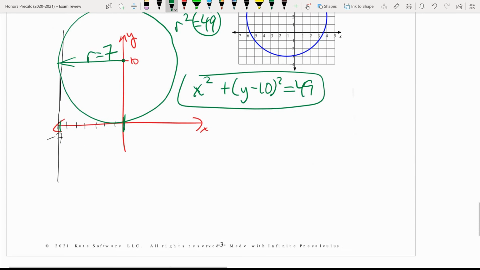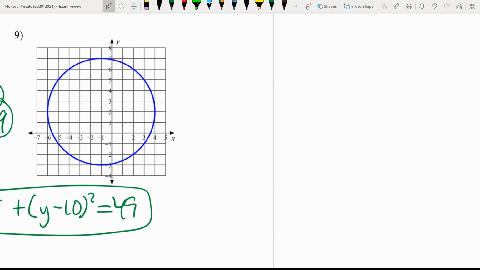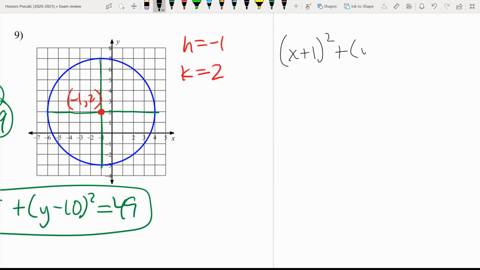All right, and then lastly here, here's our last one. Number 9 just had to, again, do the equation for this one, but if you cross over here and here, draw in two diameters, see where they intersect. You can see they intersect right here at, what is it, negative 1, 2. So that's our h and k. h is negative 1, k is 2. So if we're writing our equation, it's going to be x minus h, which is minus a negative 1, so it's plus 1 squared, plus y minus 2 squared equals our radius squared.